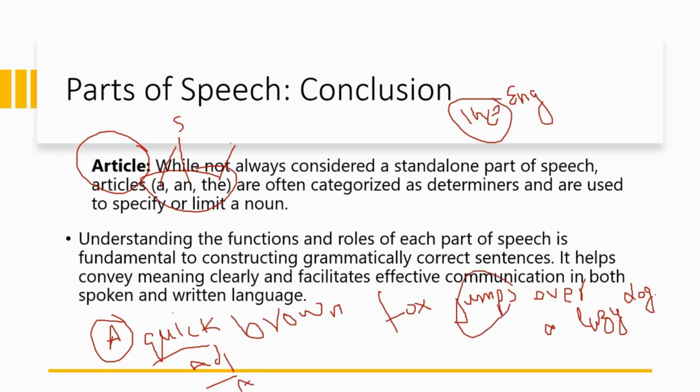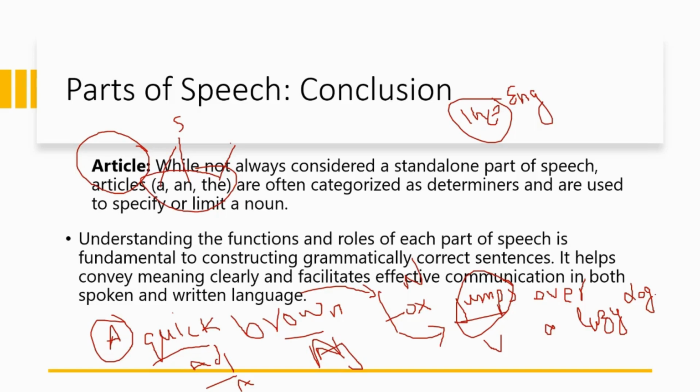Jumps, action. What action? Fox jumps. Fox takes action, it jumps. So jumps is a verb. Okay, so fox is a noun, it's a name. And brown fox, so this brown is qualifying fox. An adjective qualifies a noun, so it's an adjective. Brown qualifies fox. How does the fox look? It looks brown, so brown is an adjective.